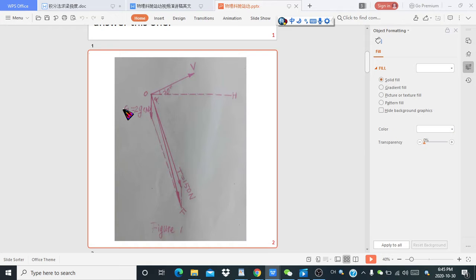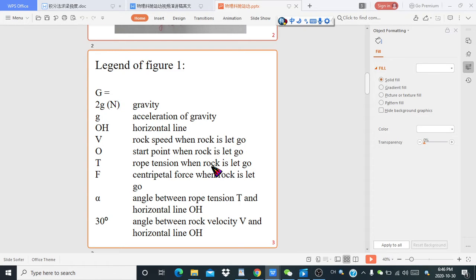The rock weight G, the upper letter G, and the rope tension T together form the centripetal force F. So F is the resultant of G, this force G, and this tension force T. F is the resultant of force G and force T. This is the legend of figure 1.